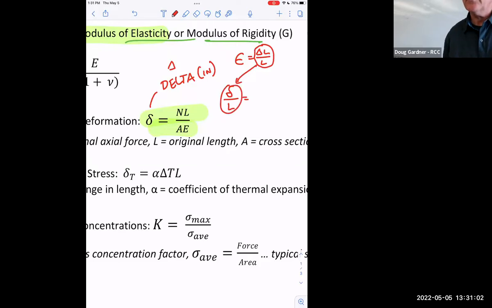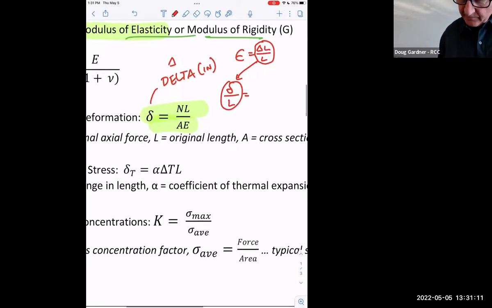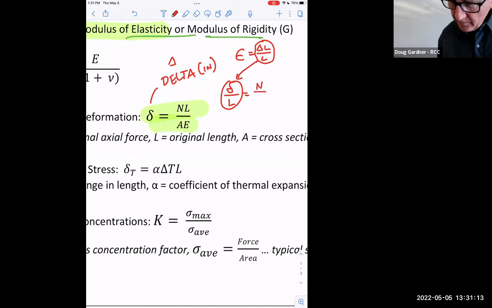Aren't those identical? They are. Delta is how much something changed, and it was divided by the original L. Well, what's left on the other side? Left on the other side is N over A, and then there's an E down there on the bottom too. Does that make sense?